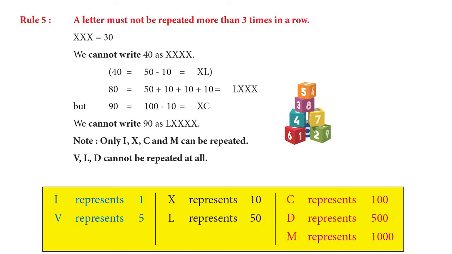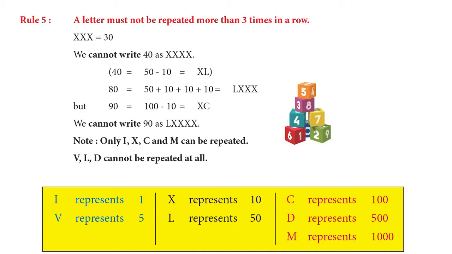L is 50, X is 10. So, 10 comes before, the smaller number comes before the larger number, then we are going to subtract it. So, we will subtract 10 from 50, then you get the answer 40. So, XL would be 40.